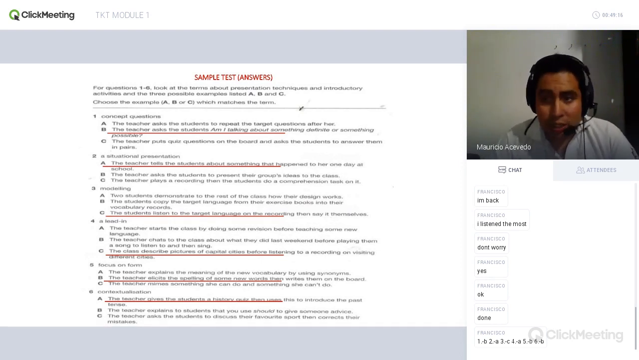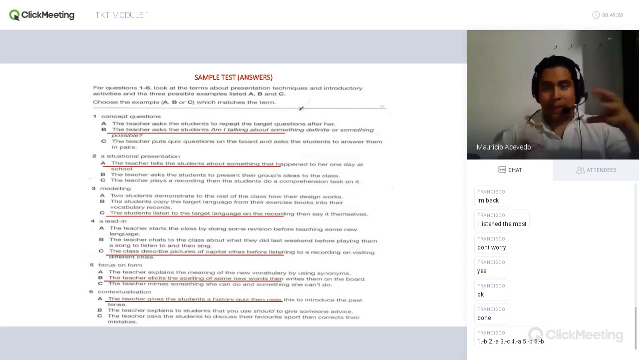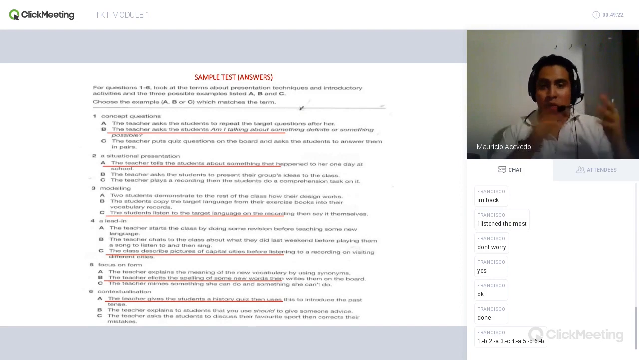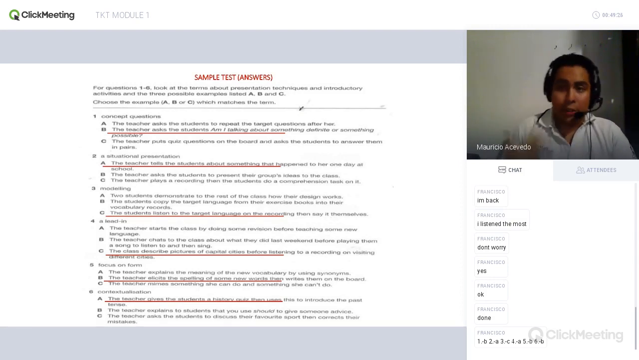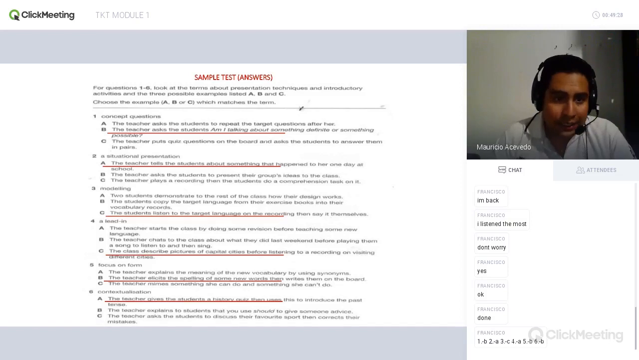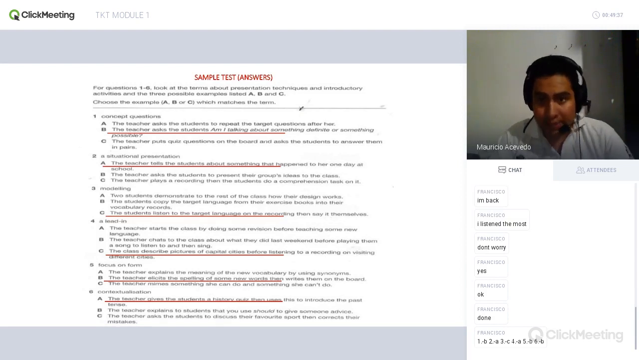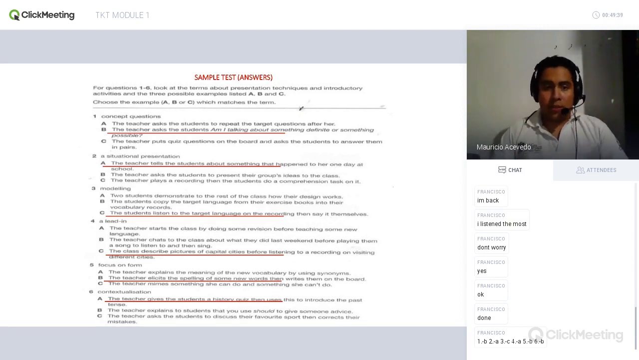Remember, contextualization is not giving them directly the topic. It's to make kind of a context before looking at the real topic. The topic maybe is should, but you don't give it directly. For example, in this case, the teacher gives the students a history quiz, then uses this to introduce the past tense. Okay, so the context is the quiz. What kind of questions can you have in a quiz related to past simple?